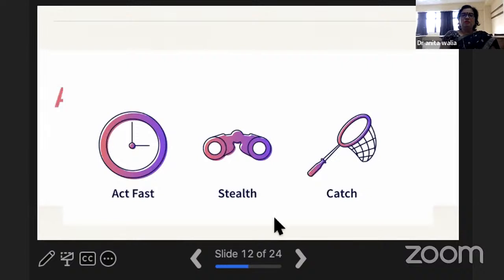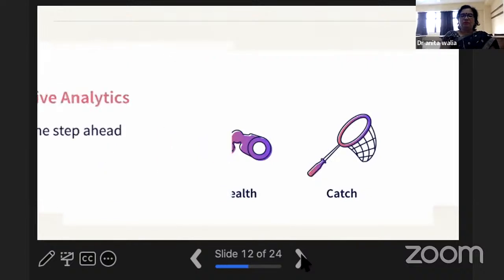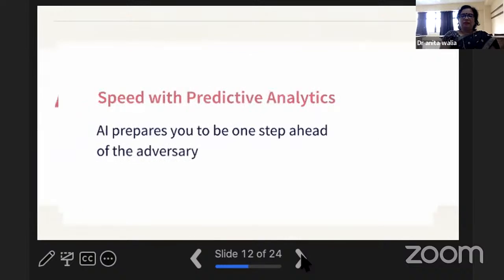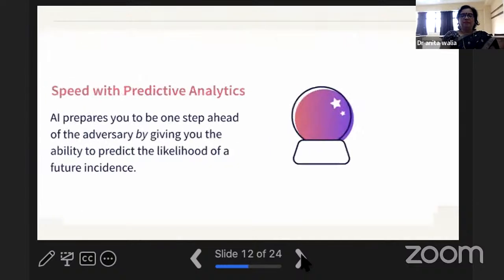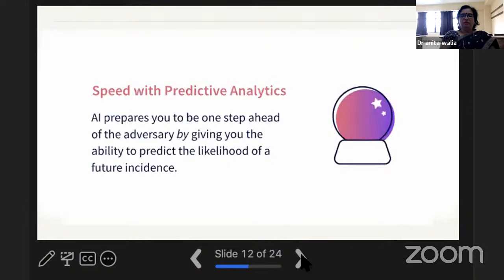AI does not directly improve your responsiveness after an incident has occurred, but it prepares you to be a step ahead of the incident in order to prevent it. What it does is predict a future incident and act beforehand. How? By analyzing the behavior and the events ongoing in your environment. You can predict with reasonable accuracy whether the circumstances are pointing toward an attack. So let's look at an example.